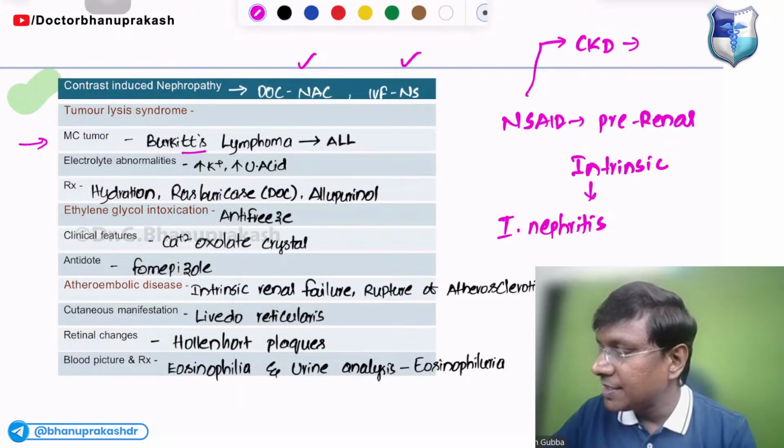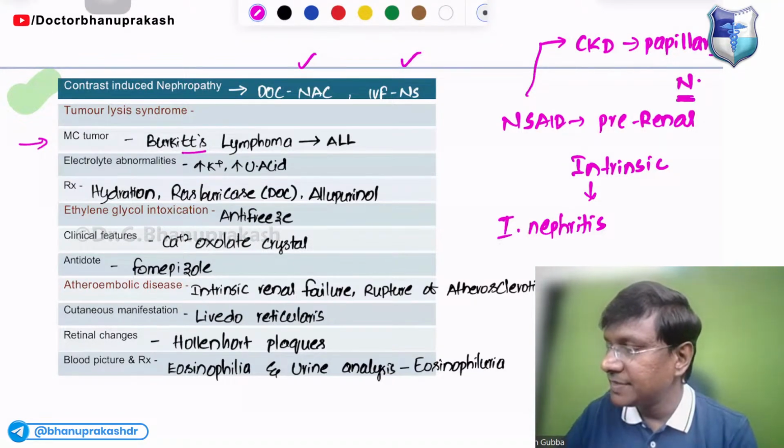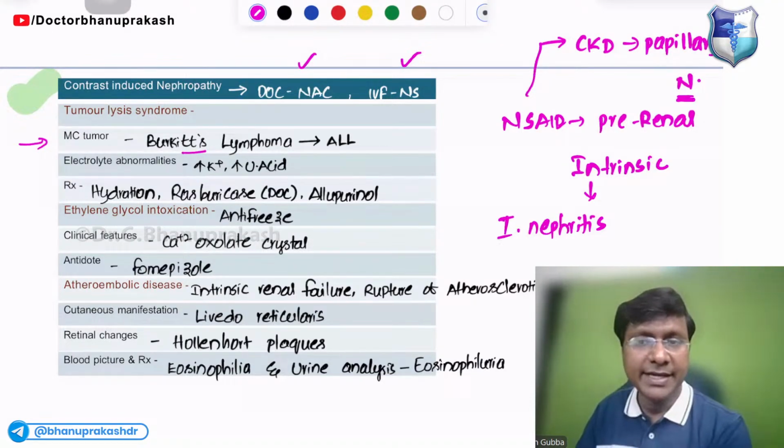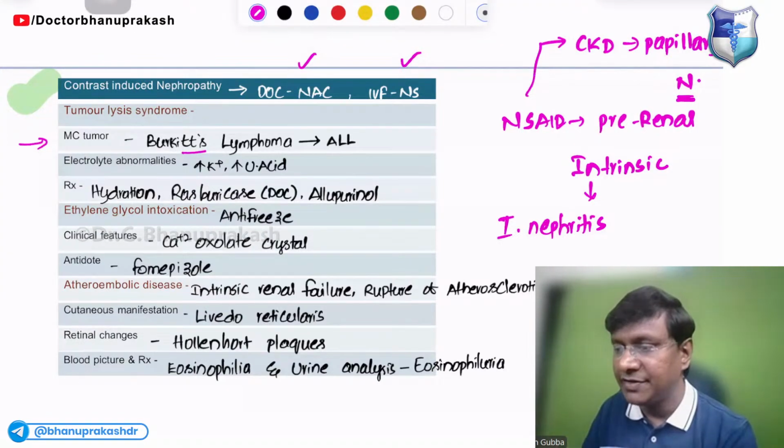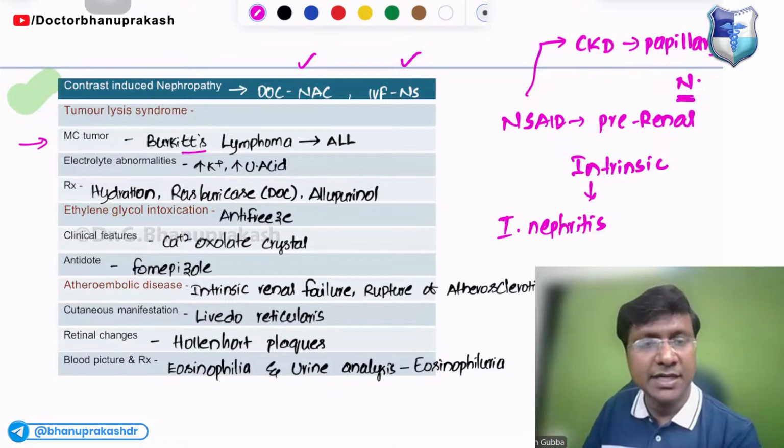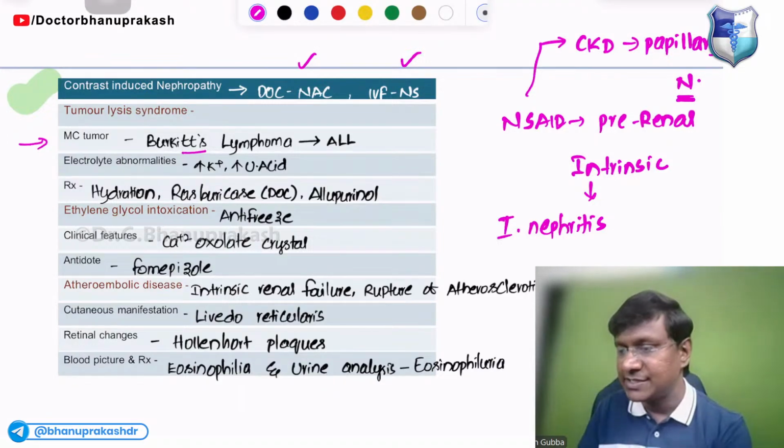How will it cause chronic kidney disease? That is by renal papillary necrosis. Like you will have the development of chronic kidney disease by the NSAIDs. So NSAIDs can cause everything: pre-renal, intrinsic renal, or even chronic kidney disease as well. Is that clear?